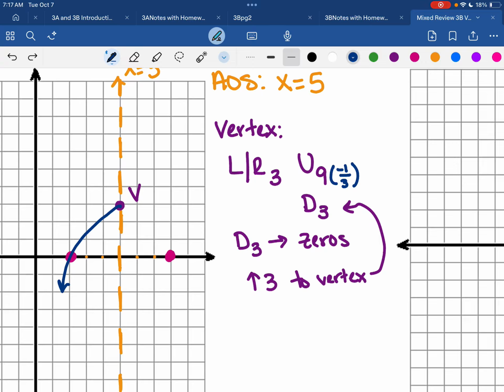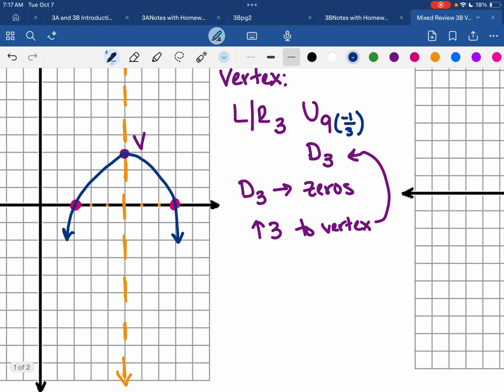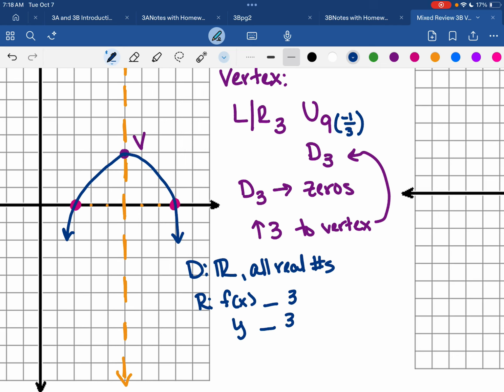Somewhat better. That's fine. The other side should have been more like that too, but that's okay. Domain is all real numbers. Either way you want to write it down. And then range is f of x is something to 3, or y is something to 3, whichever one you want to use. And since 3 is the tallest or highest point, the max, I'm going to use that it is open to there.